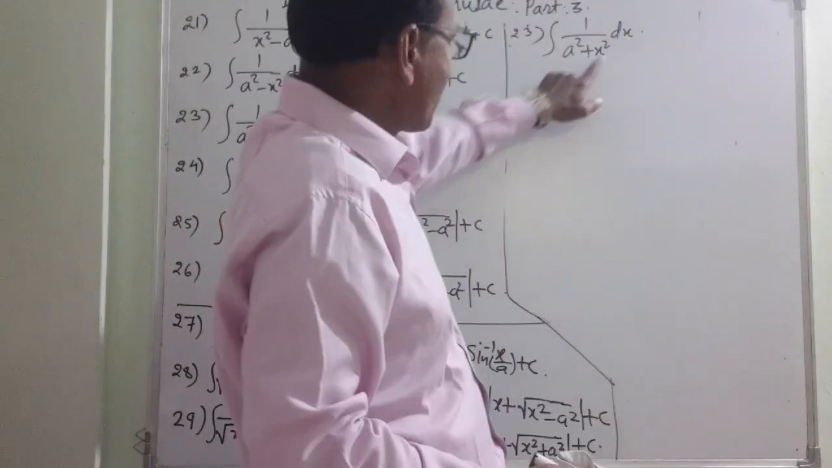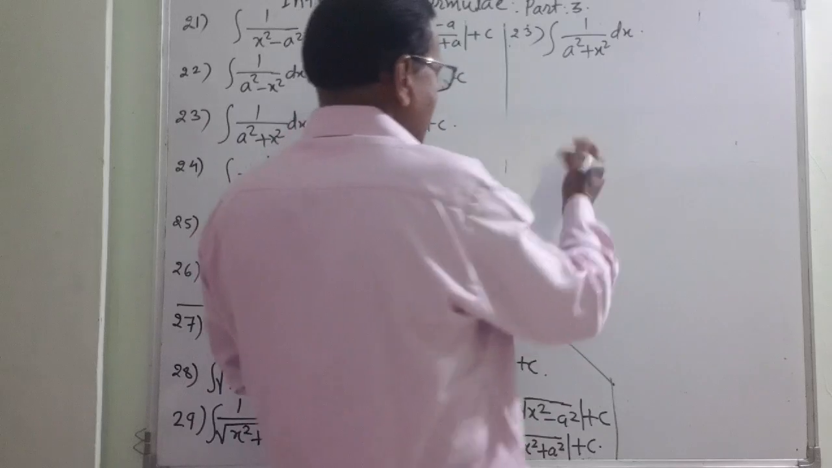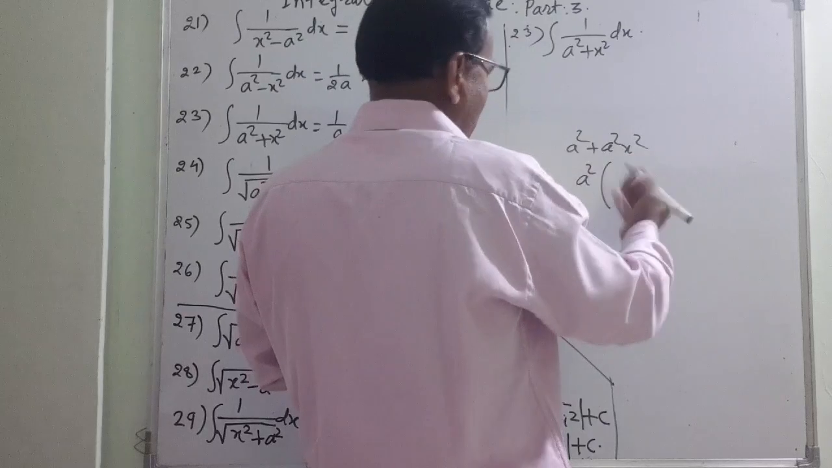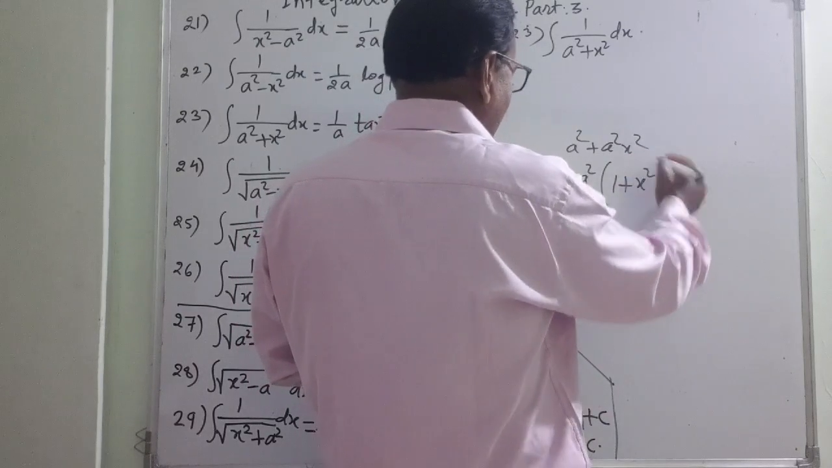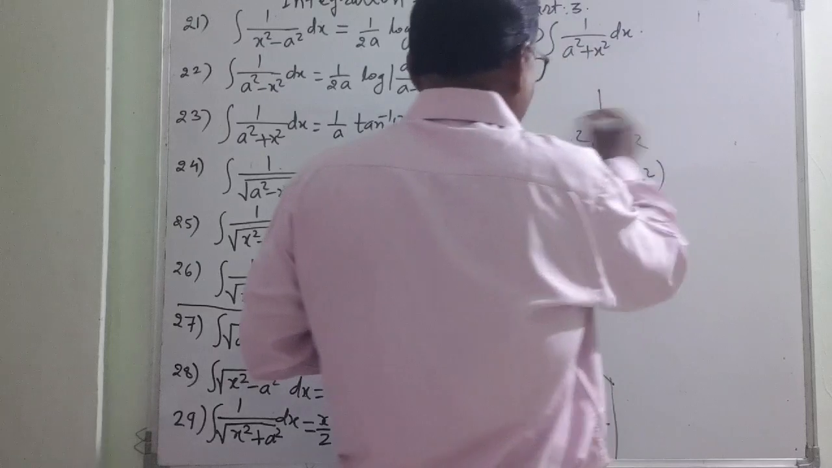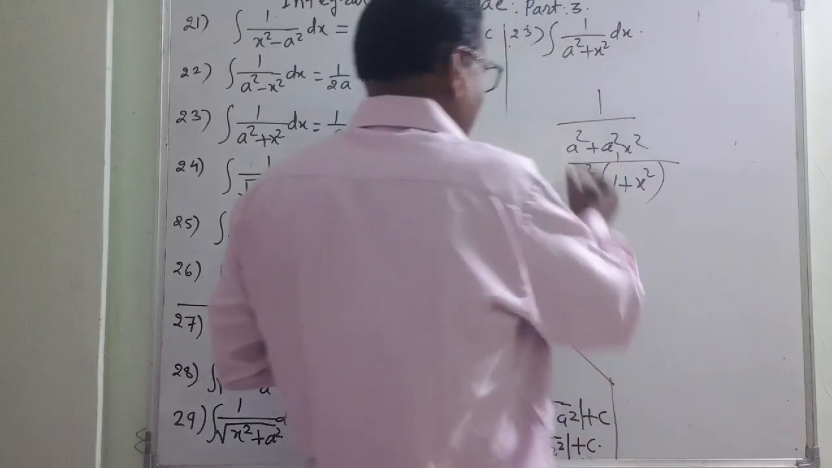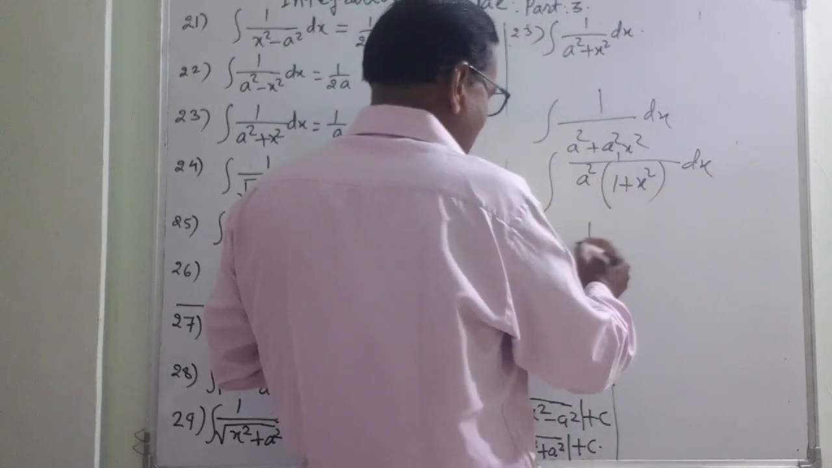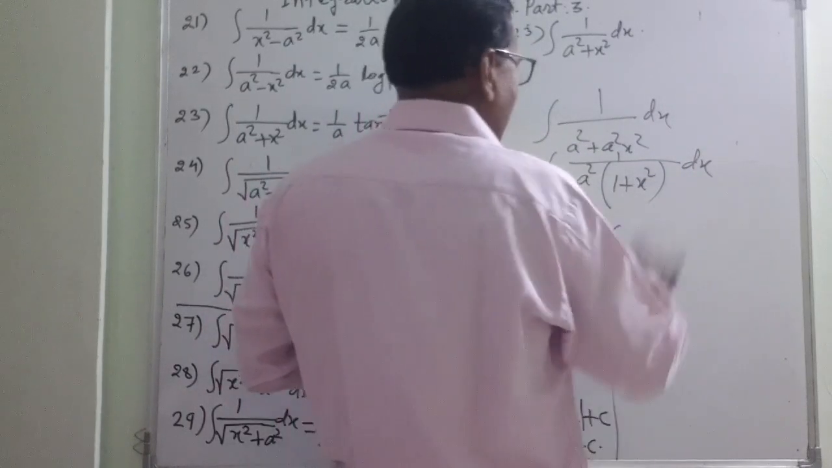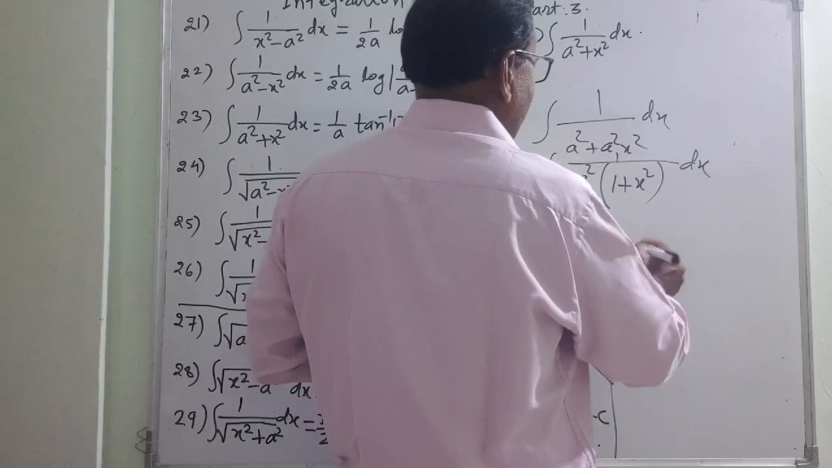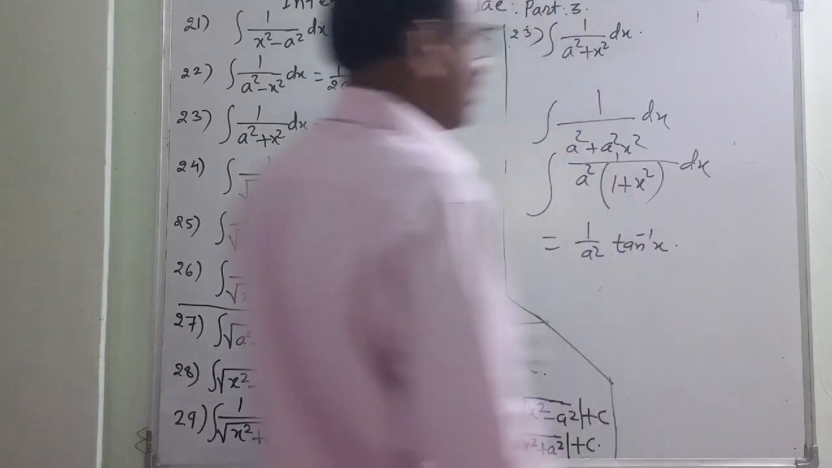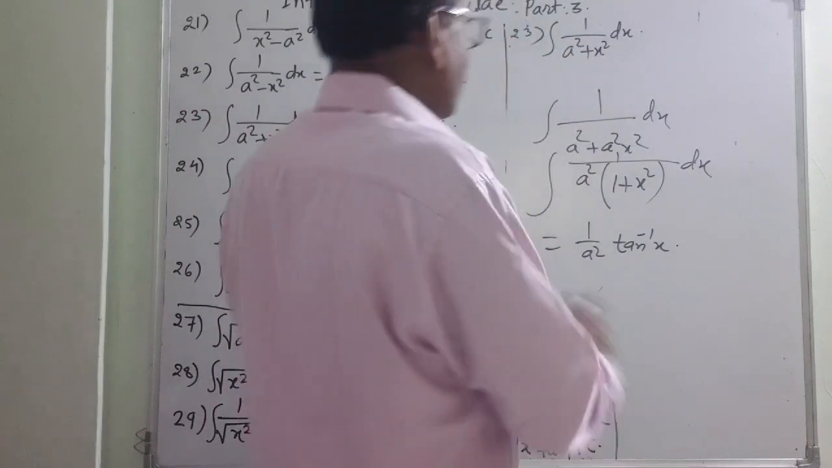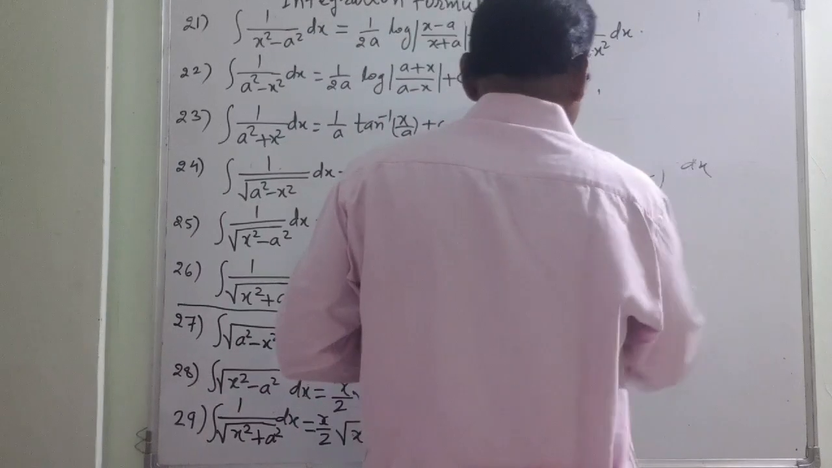If it would be a square plus a square x square here, then I would have taken a square common and 1 plus x square, and it would be 1 upon integration dx. Then this 1 upon a square I would have taken out, and the integration of this is the tan inverse of x. This would have, but it is not the case. Here it is x square. To eliminate that, I have to do something.